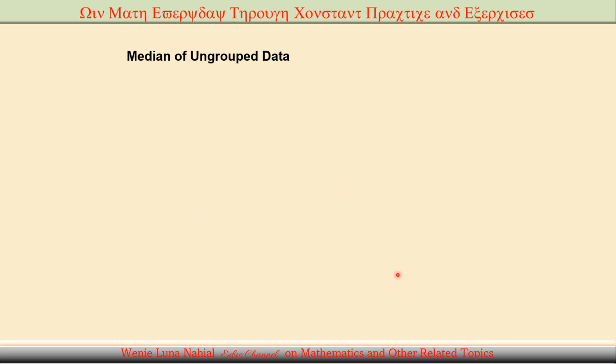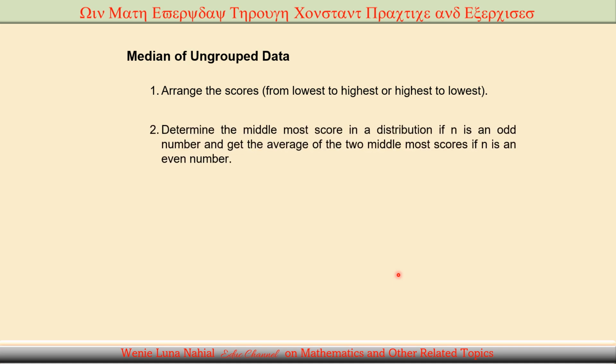Median for ungrouped data. First, arrange the scores from lowest to highest or highest to lowest. Second, determine the middlemost score in a distribution if n is an odd number, and get the average of the two middlemost scores if n is an even number.